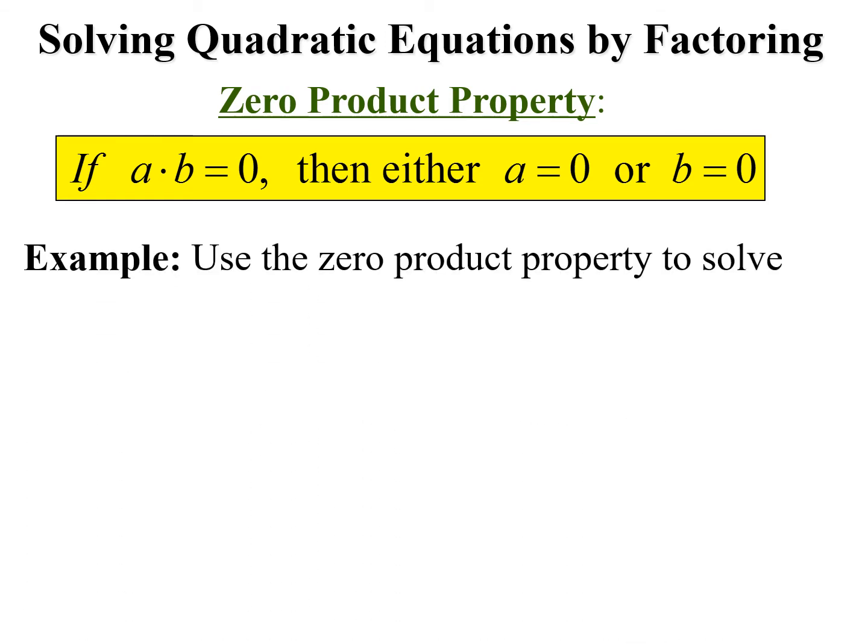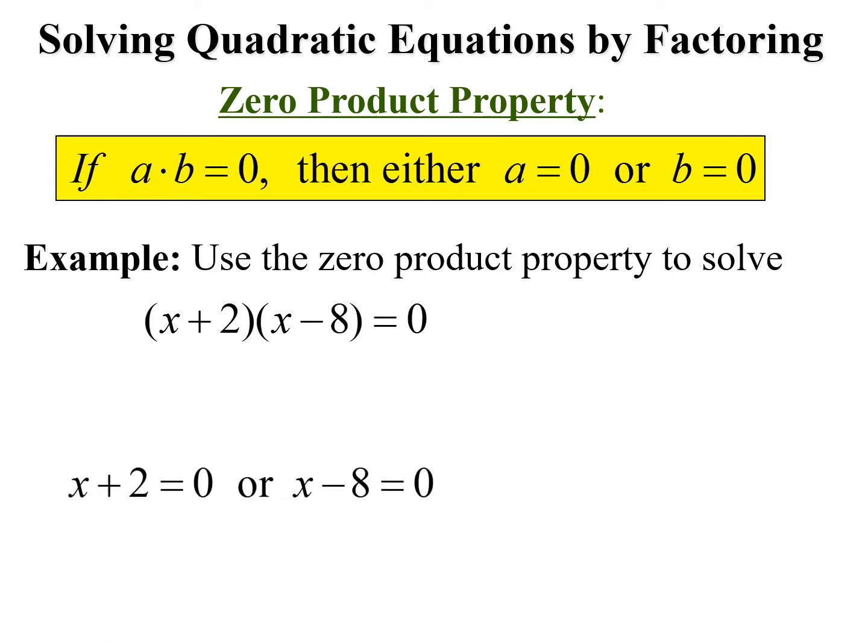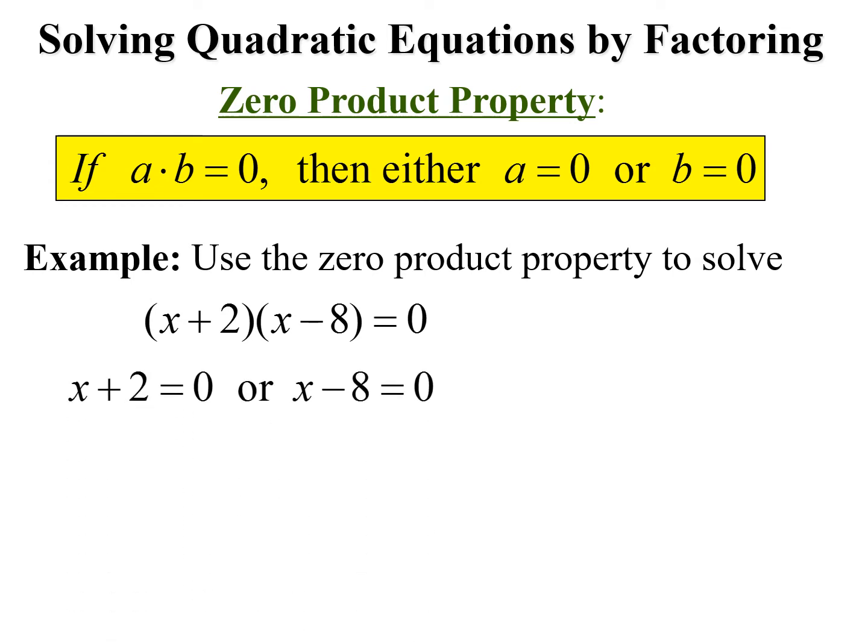So let's take a look at an example of using the zero product property to solve the quantity of x plus 2 times the quantity of x minus 8 equals 0. So by the zero product property, it says that one of the two quantities, either x plus 2 or x minus 8, has to equal 0 in order for their product to be 0. So I'm going to set x plus 2 equal to 0 or x minus 8 equal to 0.